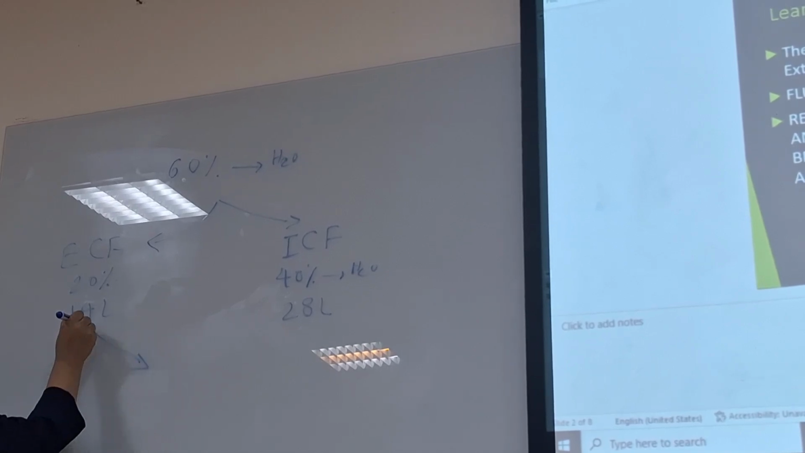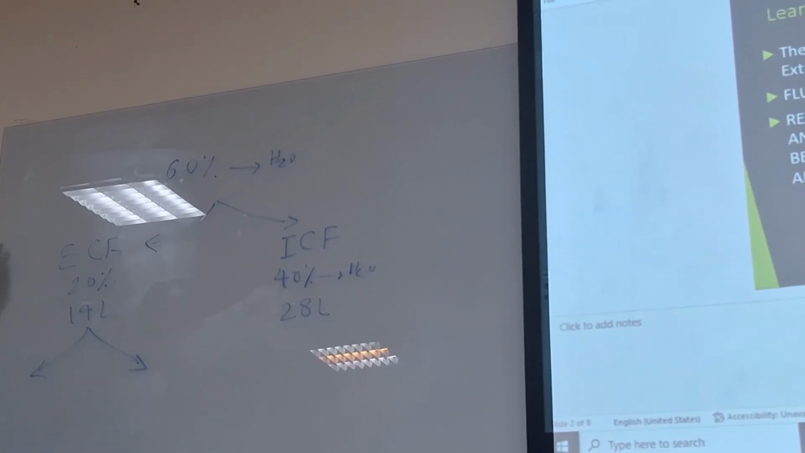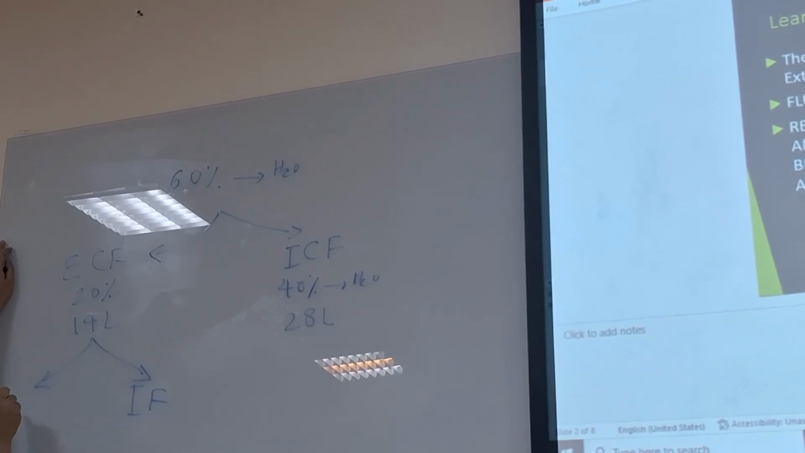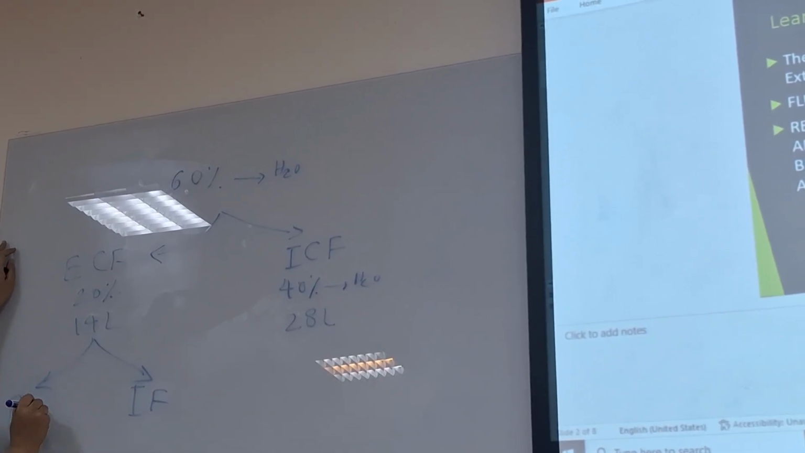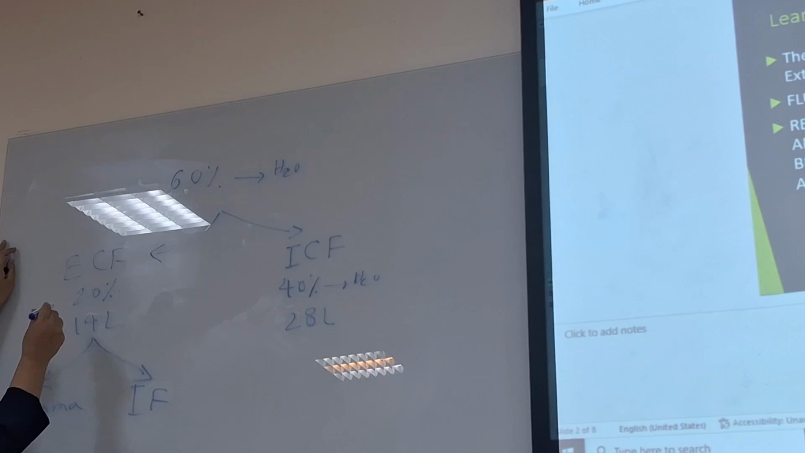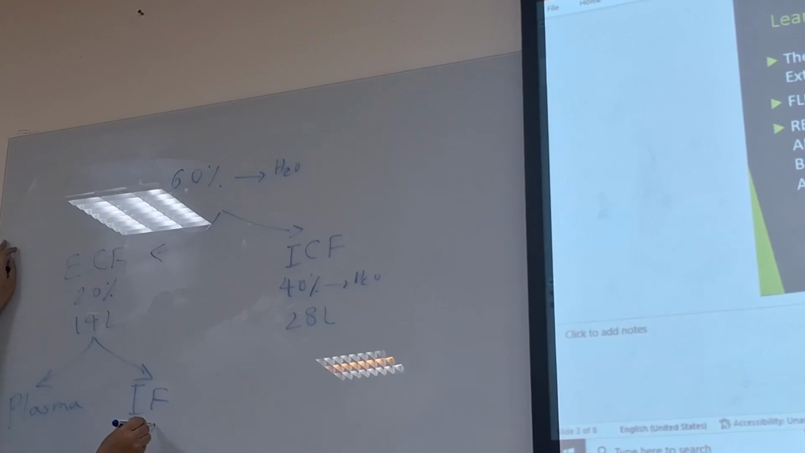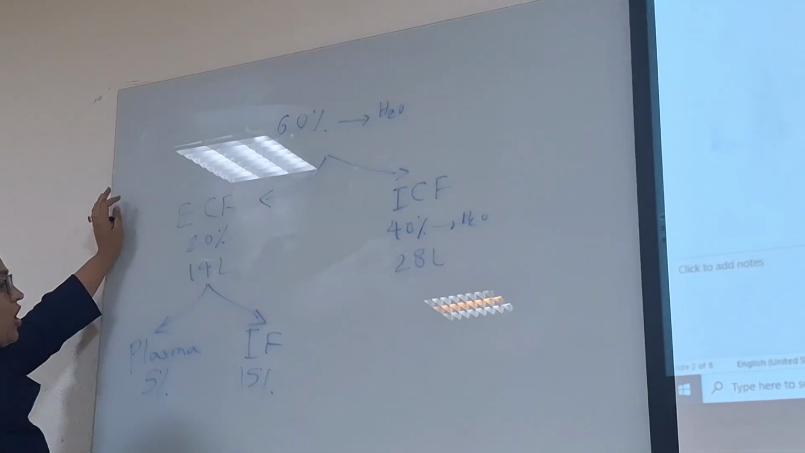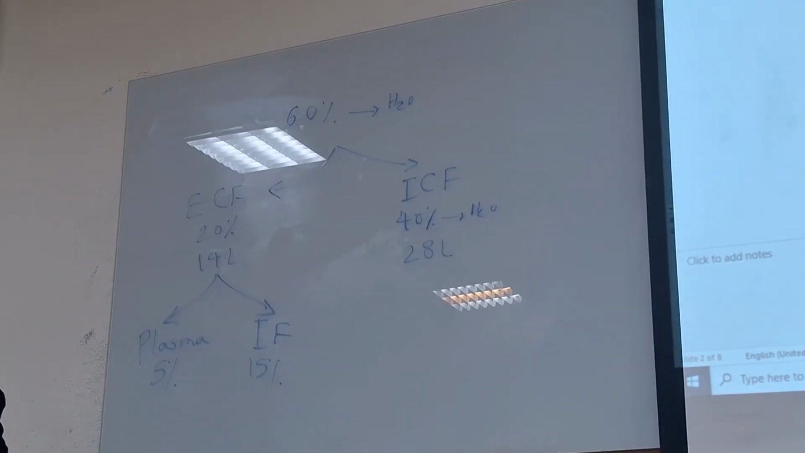ECF in turn is divided into two components: interstitial fluid and plasma. 5% is in plasma, and 15% in the interstitial fluid.